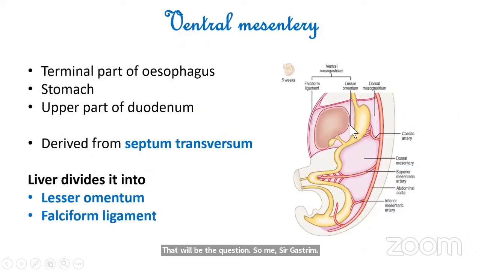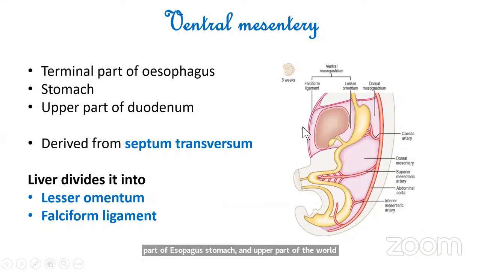Ventral mesentery, which is lying in the front. So most of the ventral mesentery will degenerate. We can see that none is actually remaining. Only in this region you have the ventral mesentery. So this is actually seen from the terminal part of esophagus, stomach, and upper part of duodenum.